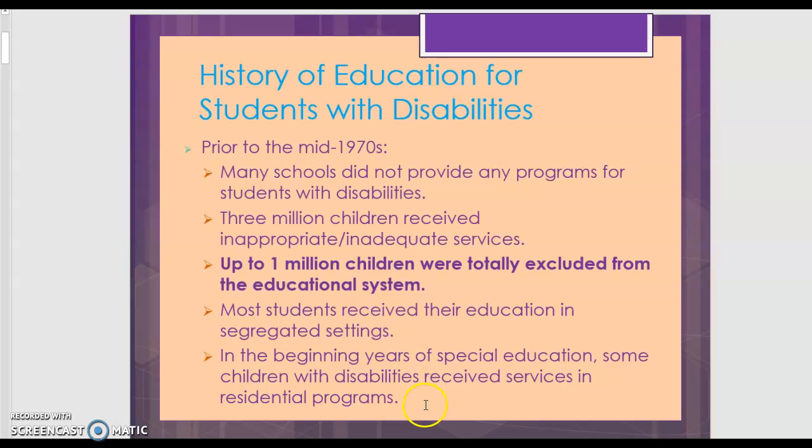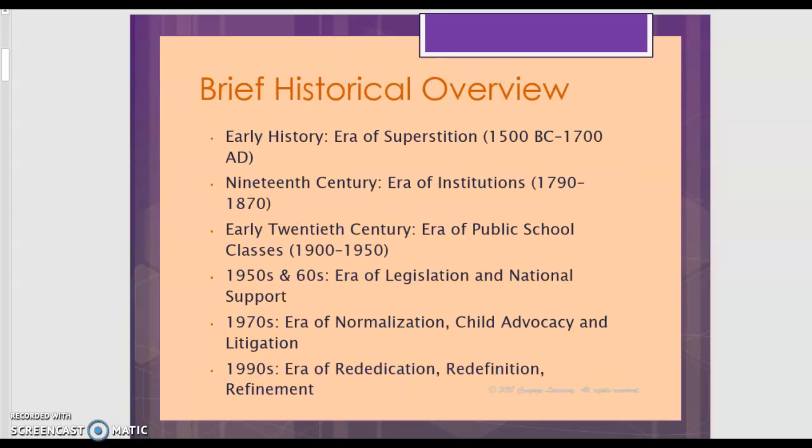And then some children with disabilities received services in residential programs. And if you want to be really sad, you could look up something called Willowbrook. It's all one word. It's an exposé by, I think, Geraldo Rivera. He went to this institution back in the 60s and showed how terrible the conditions were and how awful it was for the residents of that institution. So if you want to be sad, just look it up. Again, it's called Willowbrook. In my face-to-face classes, we do watch it for a few minutes, but it's pretty sad. So just so you know, some history.